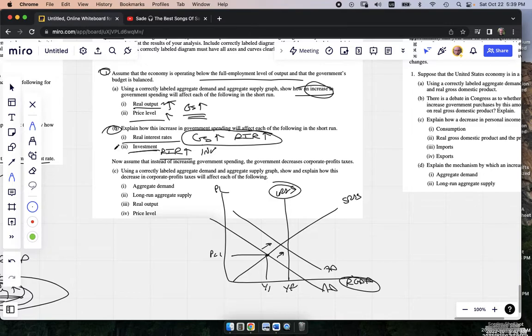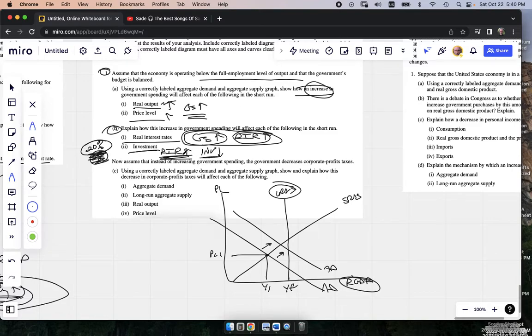My question is always here, would you rather borrow money at 20% or 2%? Most people would rather pay back only 2% on the money they borrow. So if real interest rates are now 20%, I know less people are willing to borrow because those interest rates are really high, so investment is going to go down. That's what we're looking for there, is to understand that when government spending goes up, real interest rates go up. When real interest rates go up, investment goes down.